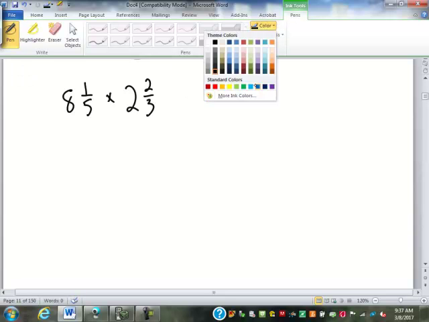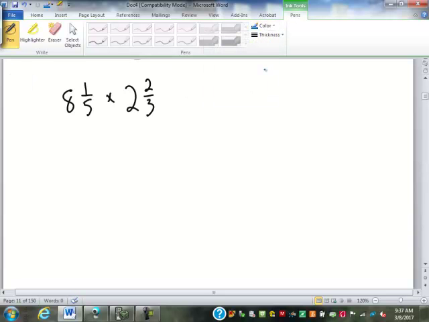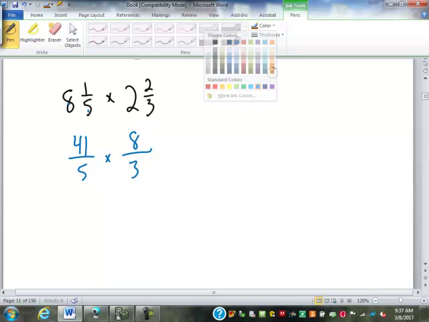One that I'll see a lot of mistakes on is multiplying mixed numbers. A lot of people will do 8 times 2 is 16, 1/5 times 2/3 is 2/15. That can't be done. How do we do this? Make them improper. So 8 and 1/5 is going to become how many fifths? 41 fifths. 8 times 5 is 40 plus 1 is 41. 2 and 2/3 will be how many thirds? 8/3. Good.